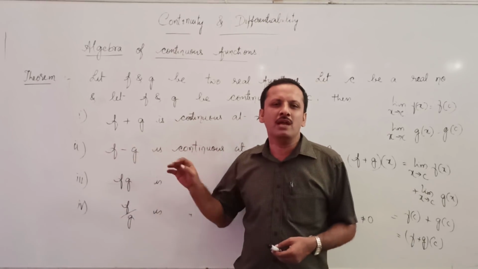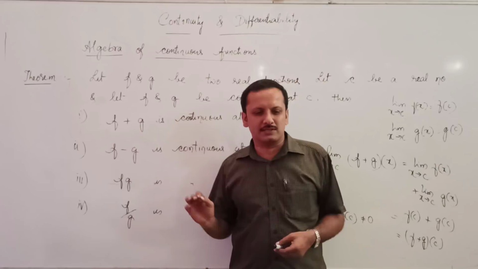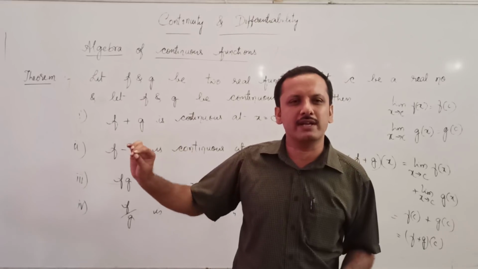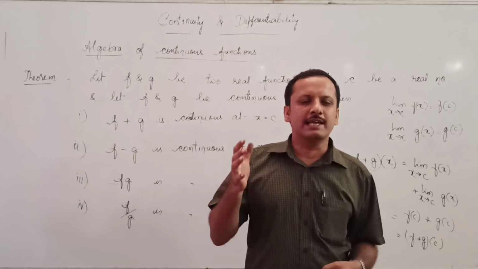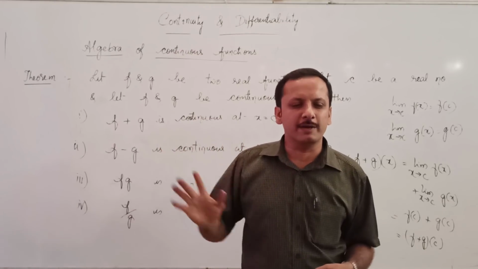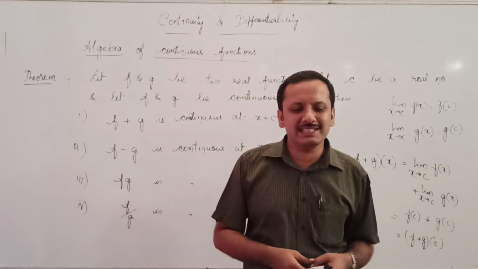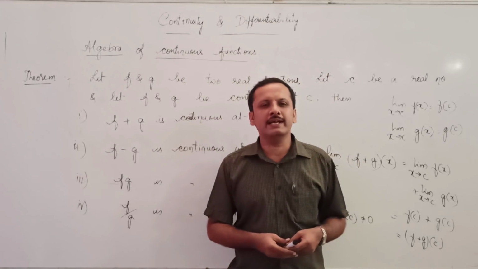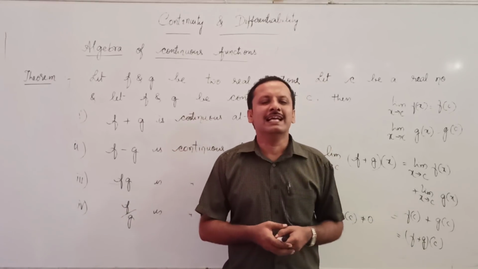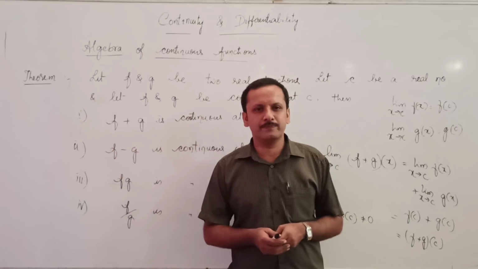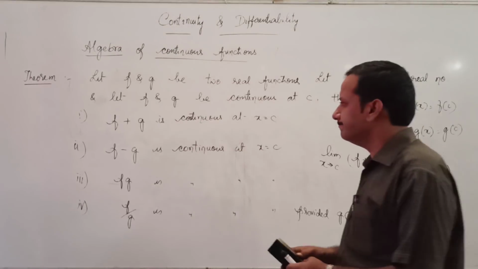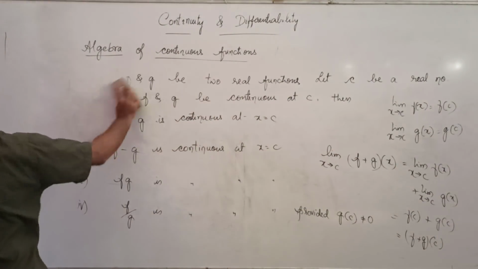Let me explain again. What this theorem tells us is that if f and g are two continuous functions at a particular point, then f plus g, f minus g, and f into g are continuous at that point. And f by g is also continuous at that point if g of c, or g of whatever the point you take, is not equal to 0. From this we can come to one conclusion.